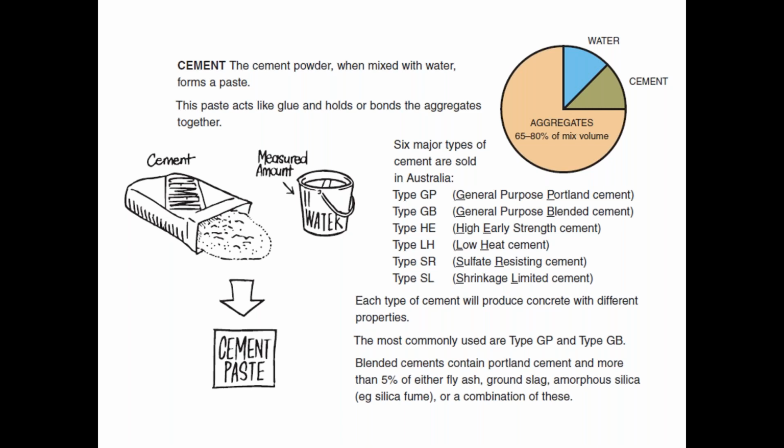Sulfate resisting cement is a classic for your wastewater pipelines and storage, etc. And shrinkage limited cement is for when you're doing nice floors and you're going to polish them, in a kitchen or in a building. Concrete's renowned for shrinking and cracking, so that helps reduce the amount of shrinkage that occurs. Now, again, each type of cement will produce concrete with different properties, and that's something you talk to your concrete supplier about, but it's nice to know there are different options there to help give you some guidance.